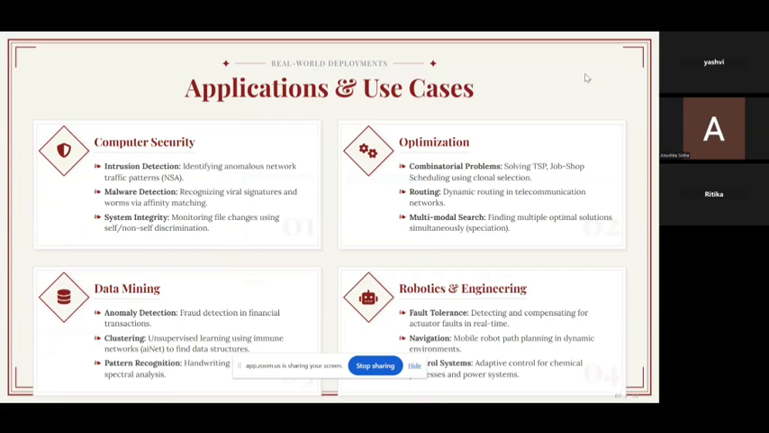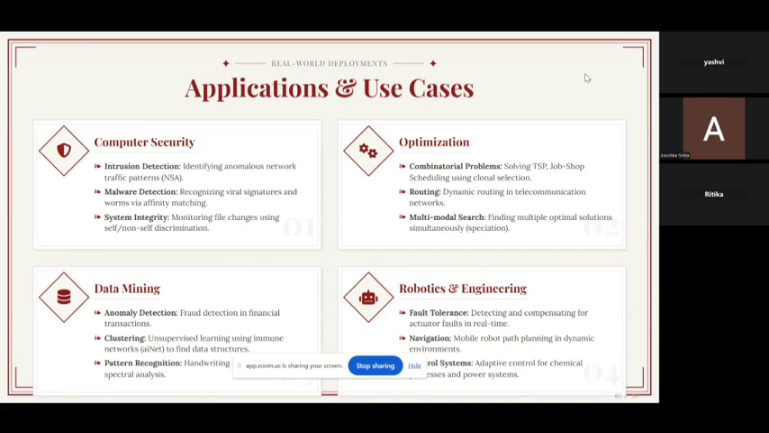AIS helps find weird patterns, group similar things, and recognize patterns. They solve tricky problems like routing and combinatorial puzzles. Think of it like finding the best route for delivery trucks or optimizing schedules. AIS makes systems more fault tolerant, helps with navigation, and controls things adaptively, like making robots smarter and more reliable. Basically, AIS is inspired by the immune system and is being used to make tech smarter, safer, and more efficient.